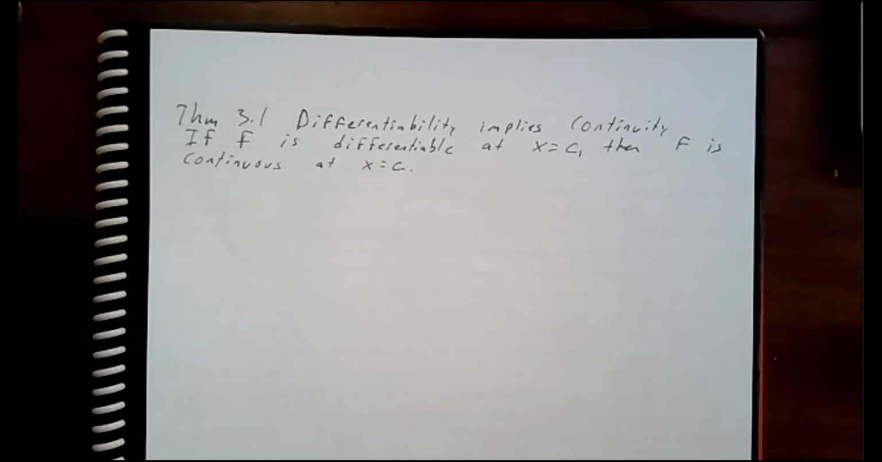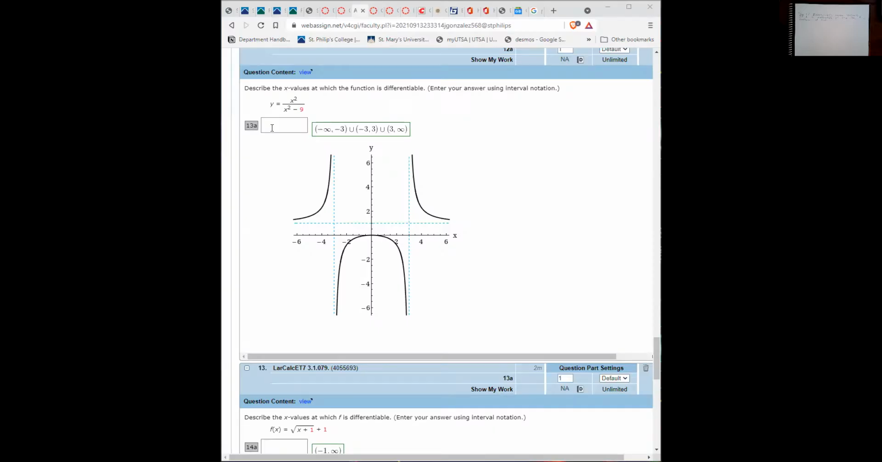That's pretty much it for this section. Let me see. Here in number 12, it's asking you where are we differentiable? Well, as long as the limit exists, right? We know where the limit does not exist here, right? At -3, because we're going in two different directions from the right and left. Over here, different. So we're not continuous here.